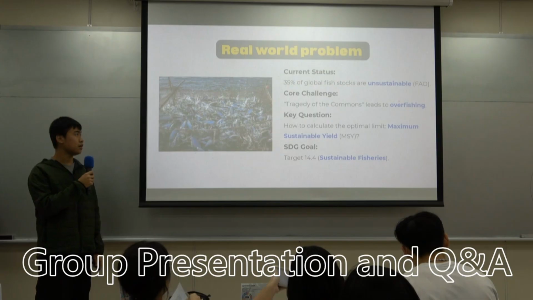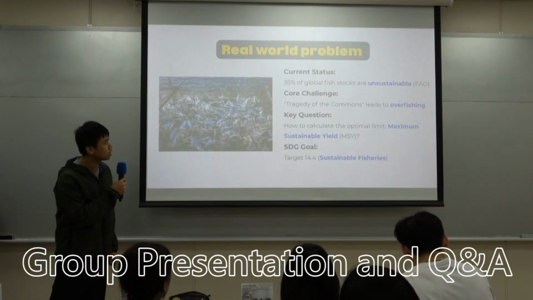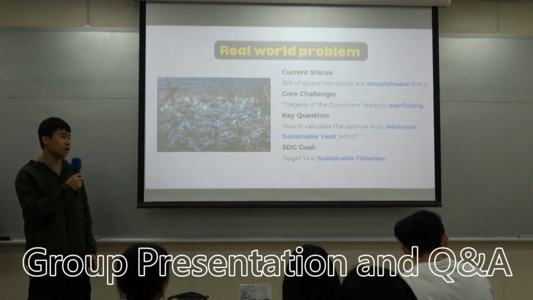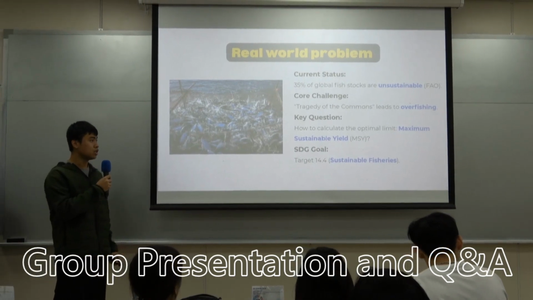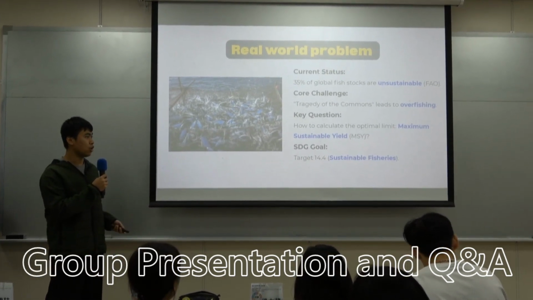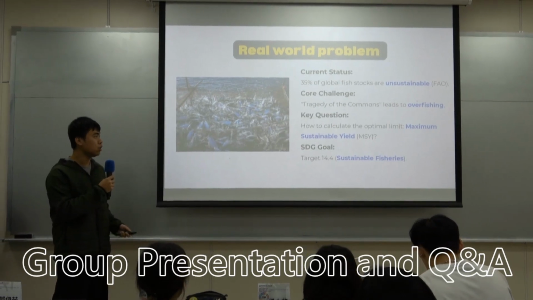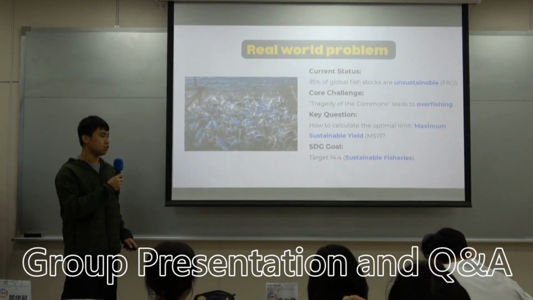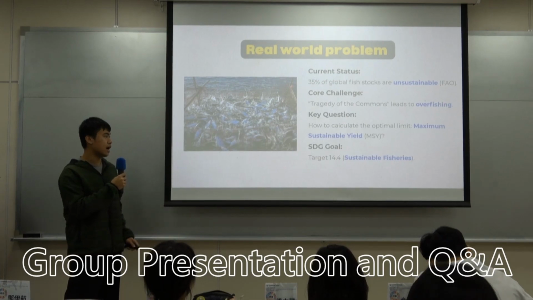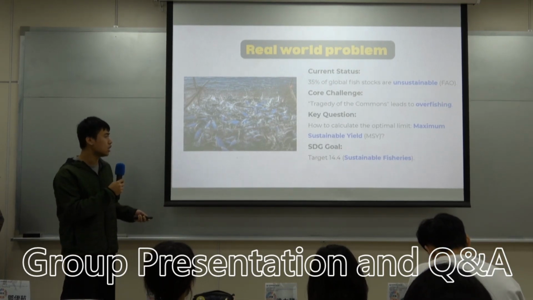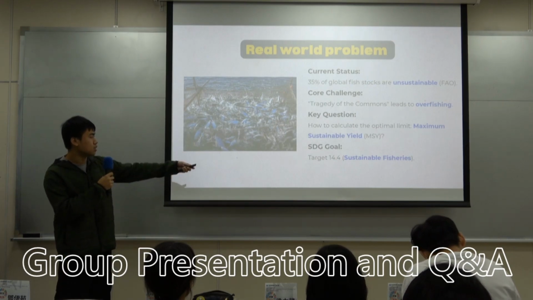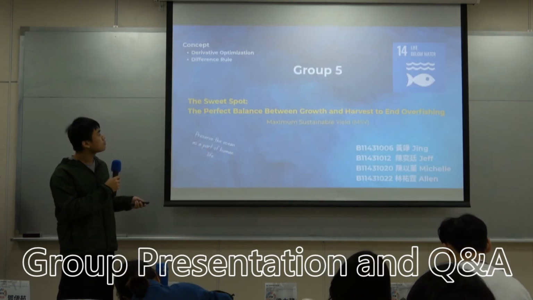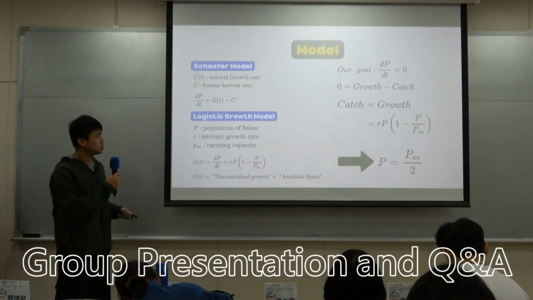Nowadays, 35% of the global fish stocks are unsustainable because of the tragedy of the commons. Today we are going to talk about how to know the limits, or how many fish we should catch to keep the ecosystem sustainable. Every year we can have a sustainable amount of fish to catch. This is about target 14.4 of SDG 14. And this is our model.